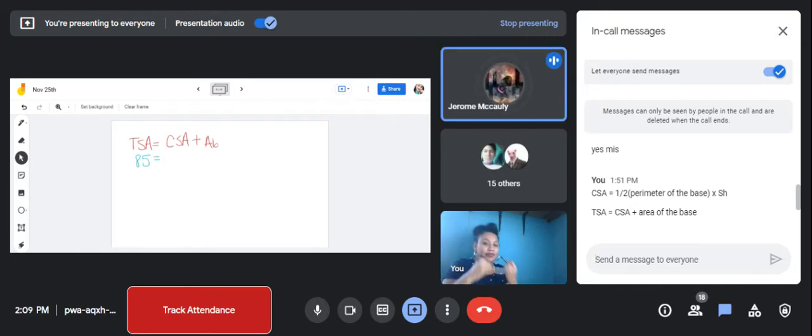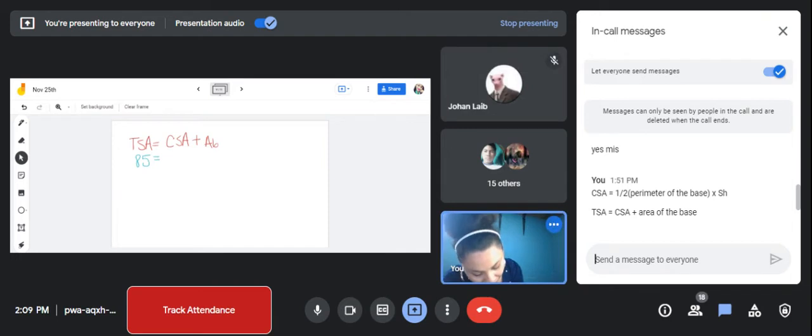Half perimeter times slant height. So I'm gonna put it right here in a different color. Half times the perimeter times the slant height. And then I'm gonna add the area of the base. Right? So this is what I have now.